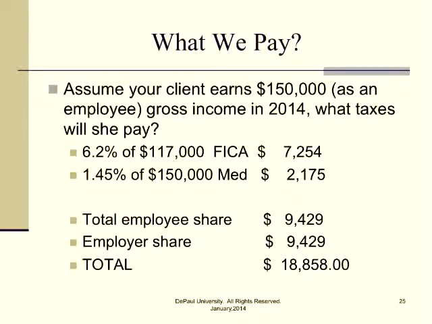So let's look at slide number 25, and we'll get an idea of what we're paying. If you're making $150,000 a year of income, in 2014, you're going to pay 6.2% as the employee on the first $117,000, plus you're going to pay 1.45% on the entire $150,000 for Medicare. So you're paying $9,429. Your employer matches that. They're paying $9,429. Therefore, you're at a total of $18,858.